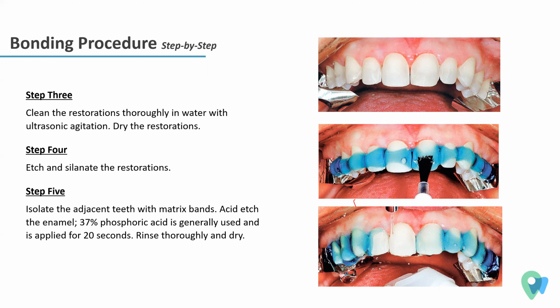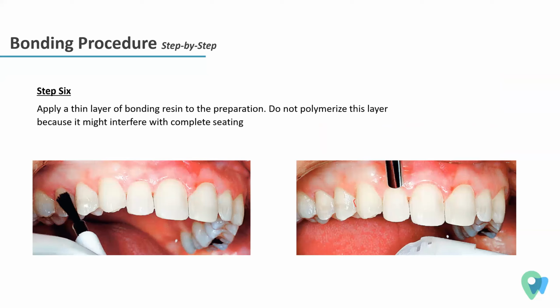Step 5. Isolate the adjacent teeth with matrix bands. Acid etch the enamel. 37% phosphoric acid is generally used and is applied for 20 seconds. Rinse thoroughly and dry. Step 6. Apply a thin layer of bonding resin to the preparation. Do not polymerize this layer because it might interfere with complete seating.